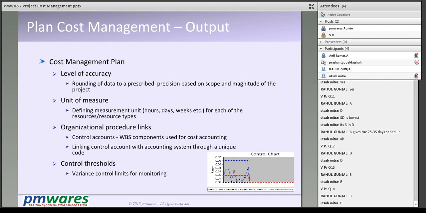We define up to what level of accuracy we will maintain in our cost management, where we will round off, where we will truncate and similar things. What will be our unit of measure? For example, in case of efforts, our days, or in case of money, in what currency we are going to measure it. We should set up some control account. You might have seen in your organizations called cost center. So having some cost center and mapping those cost center to our work breakdown structure at place to place.